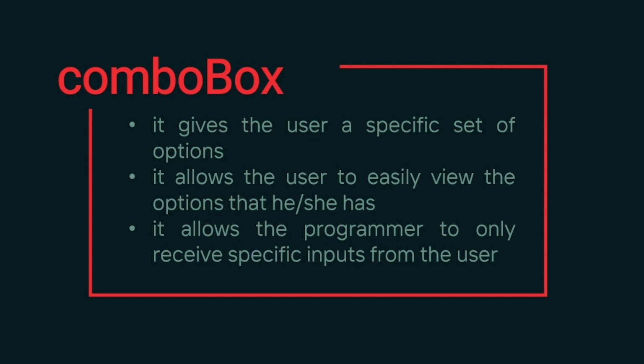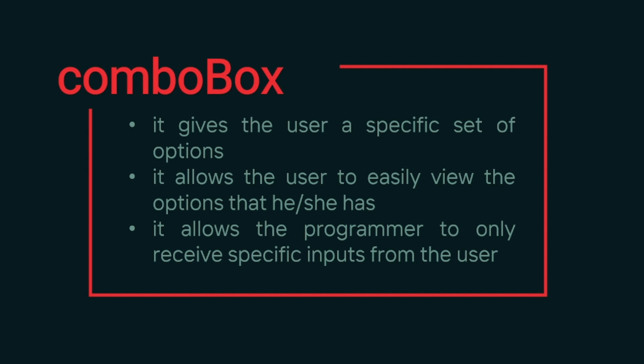The last one is it allows the programmer to only receive specific inputs from the user. An example of this is when we were asked about our section. Let's say the options are only BSCS1A or BSCS1B. If we apply a text box here, users may input either of the two but with different formats. For example, some might choose to type 1A or CS1A or BSCS1A. The programmer basically receives three different inputs that only pertain to one option.